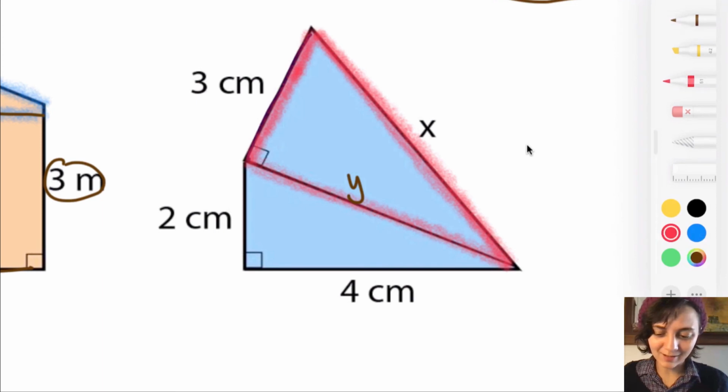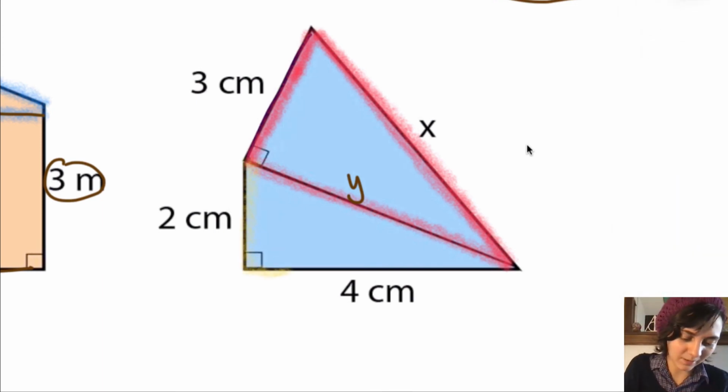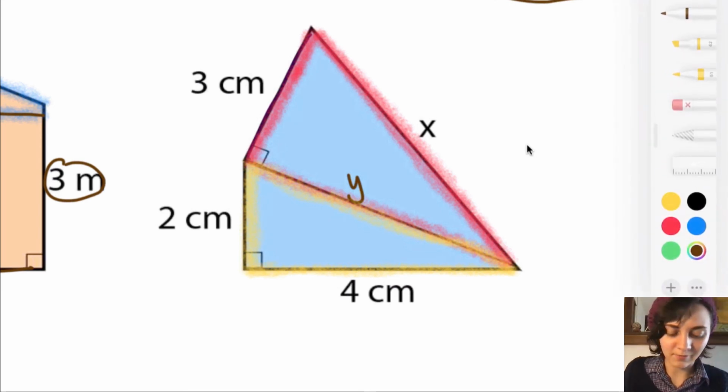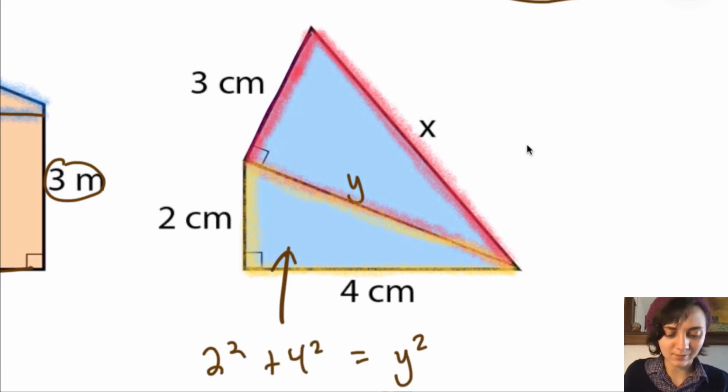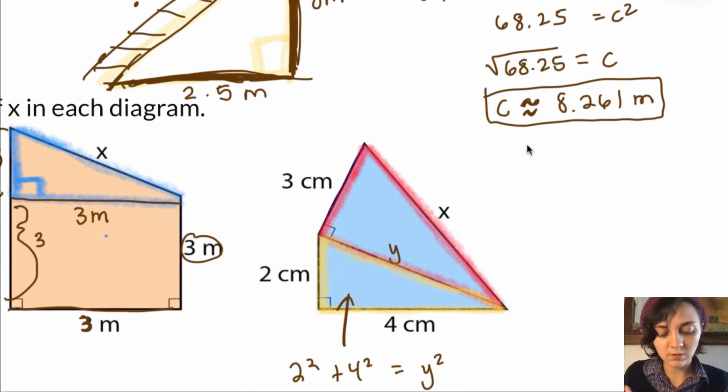And I can figure out y. Look at what's below. There's another right triangle below here. So for this yellow triangle, I need to find y, which is the hypotenuse. So I can solve for y here. It's 2 squared plus 4 squared equals y squared, since y is the hypotenuse. So 2 squared plus 4 squared is 20. And then I take the square root, so y equals the square root of 20. Got it.